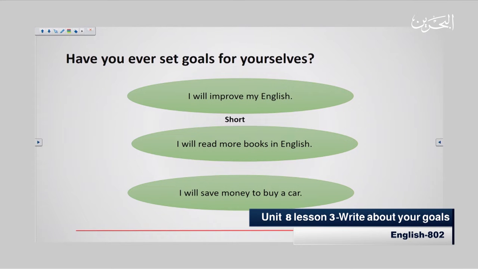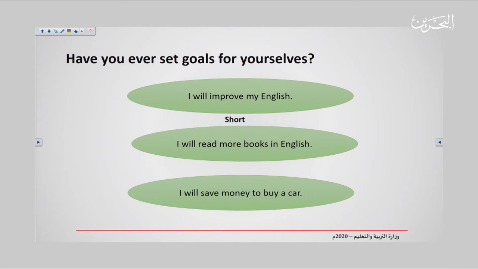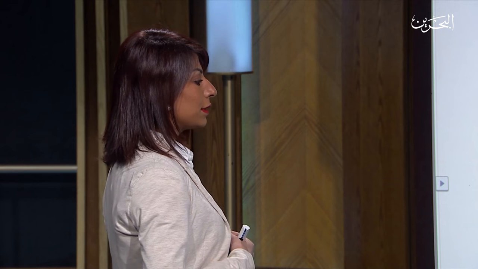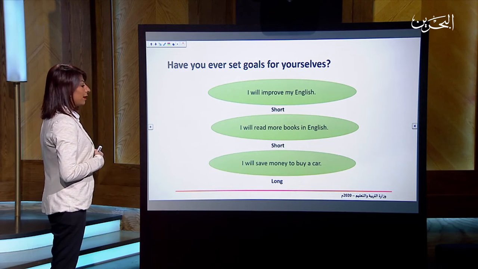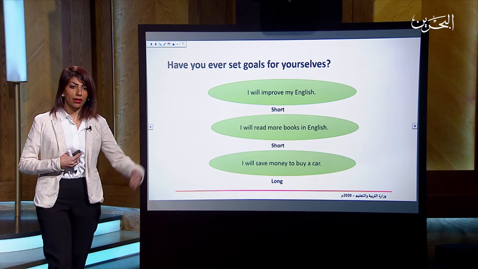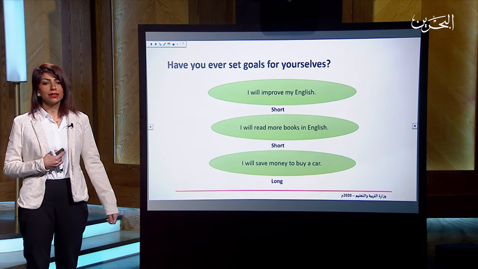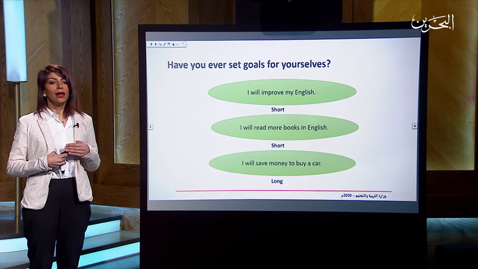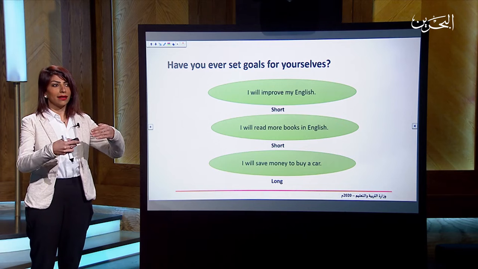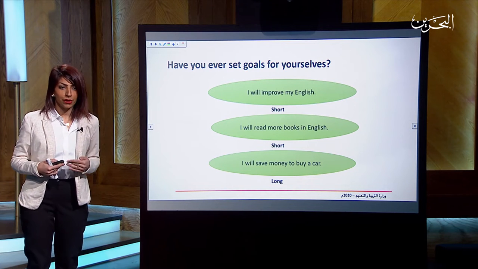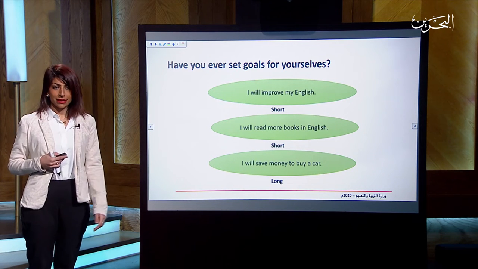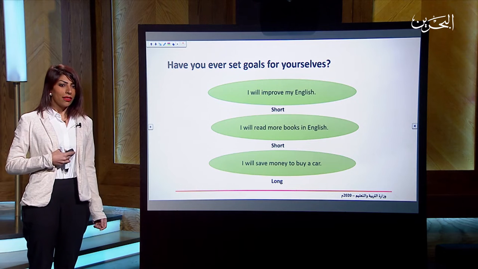I will read more books in English. I think if you do this, you have a certain purpose. It's because you want to develop or improve yourself more in the language, which means, again, it's a short-term goal. Last but not least, I will save money to buy a car. This has to be a long-term goal. Why? Because it's not going to be achieved now or in a couple of months. It has to take like 3, 4, maybe 5 years. And of course, it depends on the car type that you are thinking to buy.